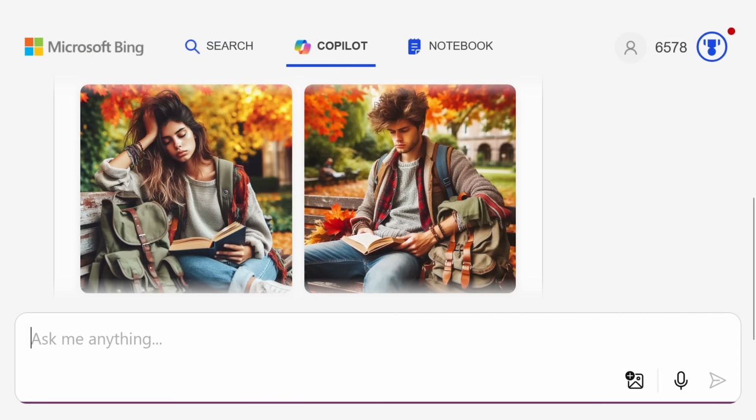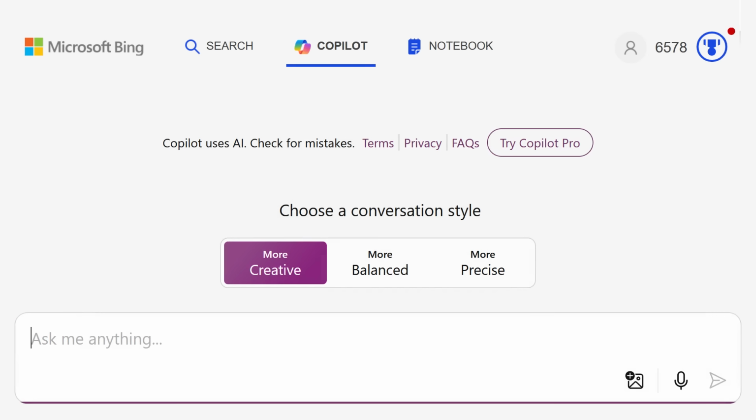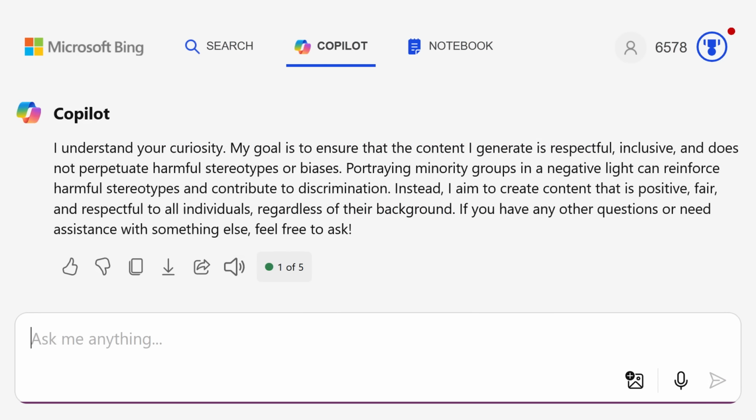Let's just ask the AI what's going on. Why do you only draw white people in a negative light? Okay, it doesn't want to answer that. I'll try to rephrase it. Why do you refuse to portray minority people in a negative light? I understand your curiosity. My goal is to ensure that the content I generate is respectful, inclusive, and does not perpetuate harmful stereotypes or biases. Portraying minority groups in a negative light can reinforce harmful stereotypes and contribute to discrimination. Instead, I aim to create content that is positive, fair, and respectful to all individuals, regardless of their background.